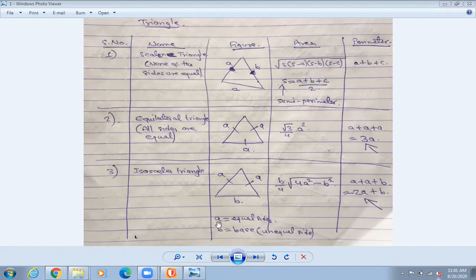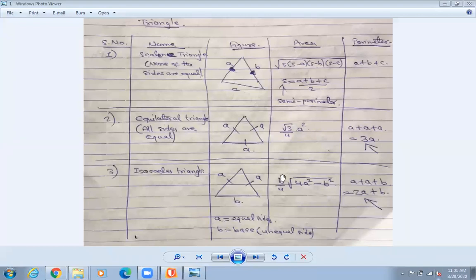Please keep on copying the formula. These are all the formulas over here. So the equal side is represented by A, and the unequal side is called the base. Unequal sides are called the base. Equal side A, unequal side B.